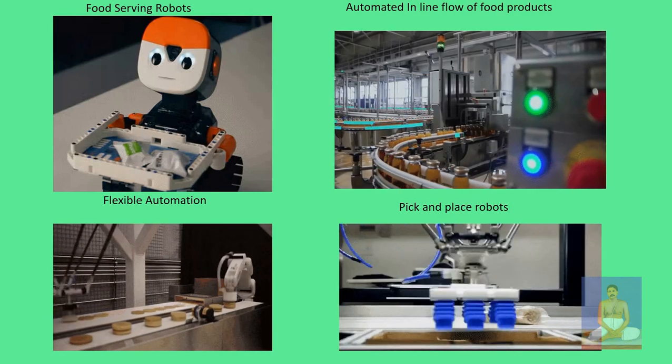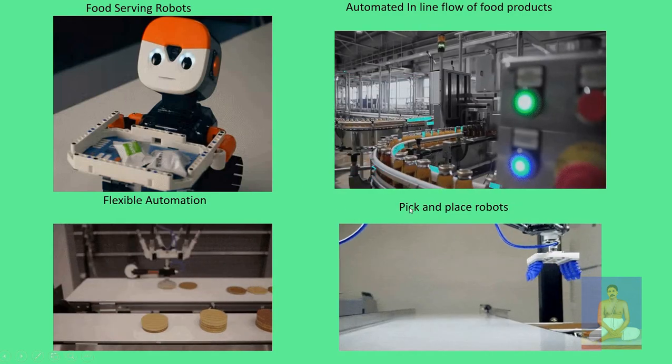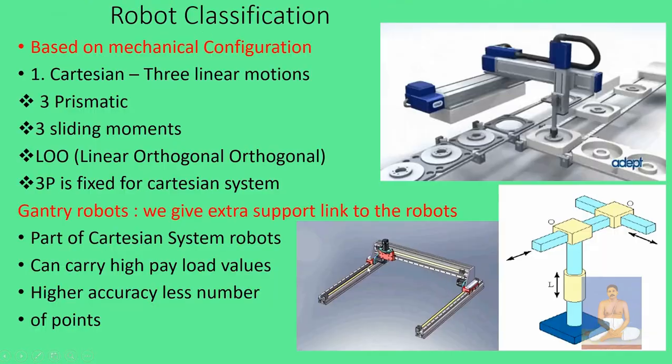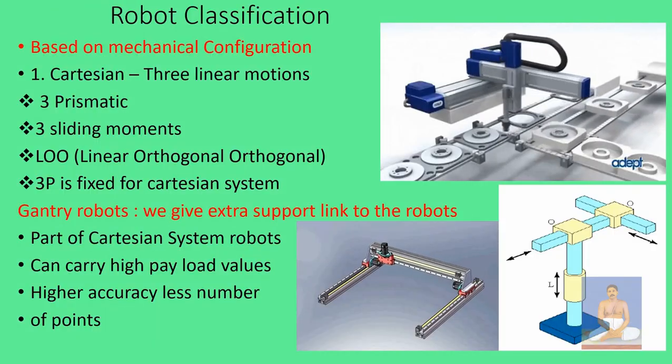So, if we categorize the robots, we have food serving robots, pick and place robots, Delta robots, and pick and place robots in food processing.